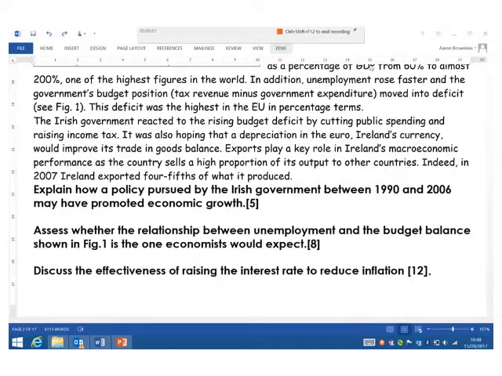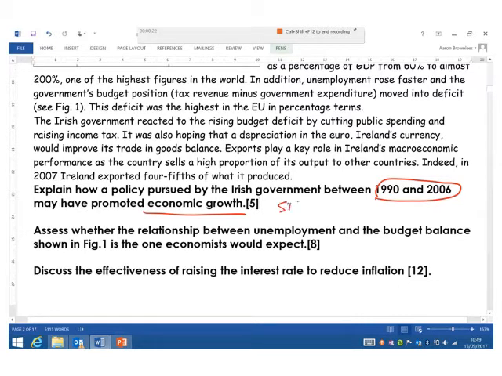So a brief run through of the homework. When you've got a case study, first thing to do is look at the questions before you read the case study. Explain how a policy pursued by the Irish government between 1990 and 2006. So key bit of information there, just within that period, may have promoted economic growth. So we're just looking for one policy, either short-term economic growth or long-term economic growth. Could be either. We'll look at those in a second.